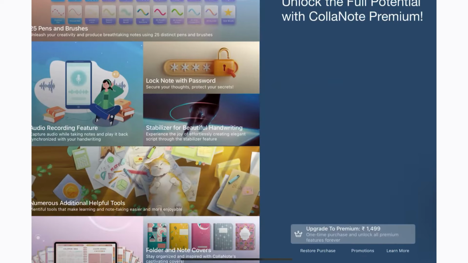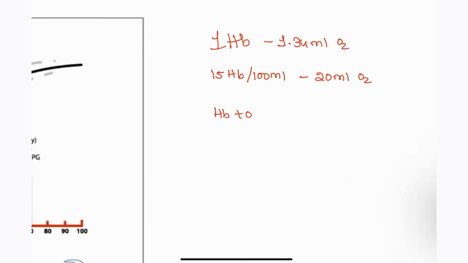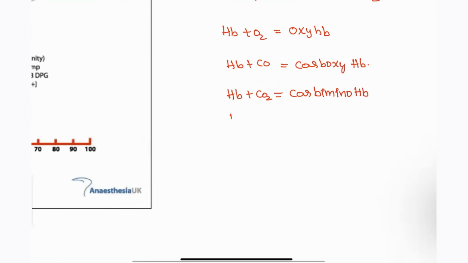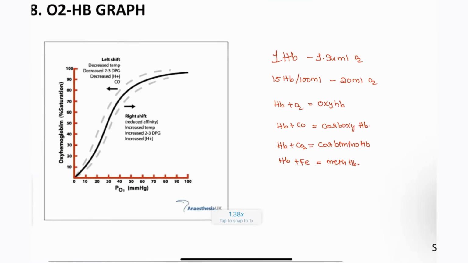And also take note of these points. Hemoglobin combined with oxygen is known as oxyhemoglobin. Okay, hemoglobin with carbon monoxide is known as carboxyhemoglobin, guys. But how about carbon dioxide? Then this is known as carbaminohemoglobin. Okay, next, if it is with ferric hemoglobin, this is known as methemoglobin. These are the names of the different types.